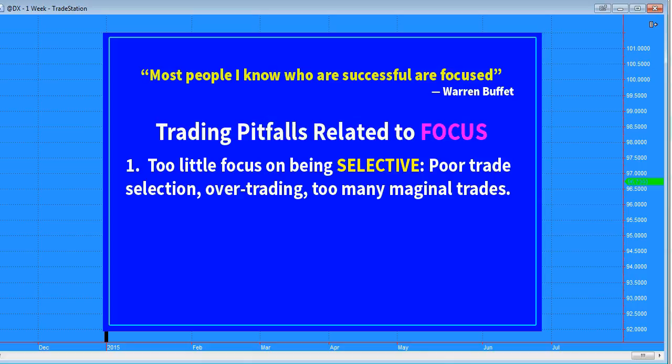Before we begin, please note two important points. Aspiring traders are often impeded by two major issues related to focus. The first issue is too little focus on trade selection. Marginal trade selection is often a result of poorly designed models or a lack of discipline and impulsive trading.